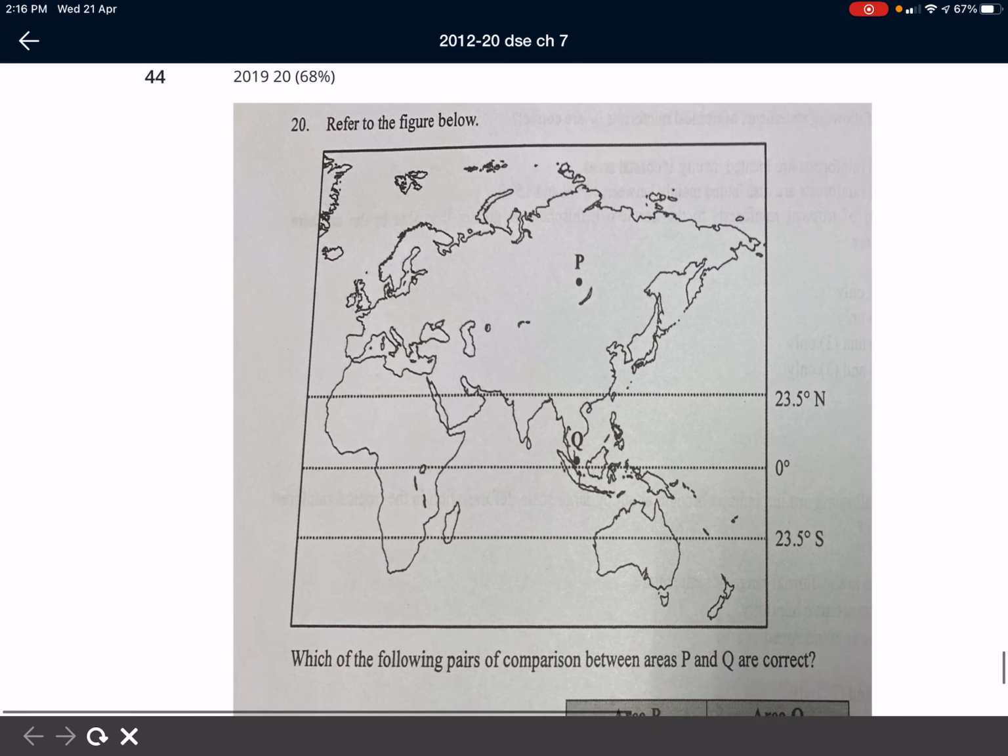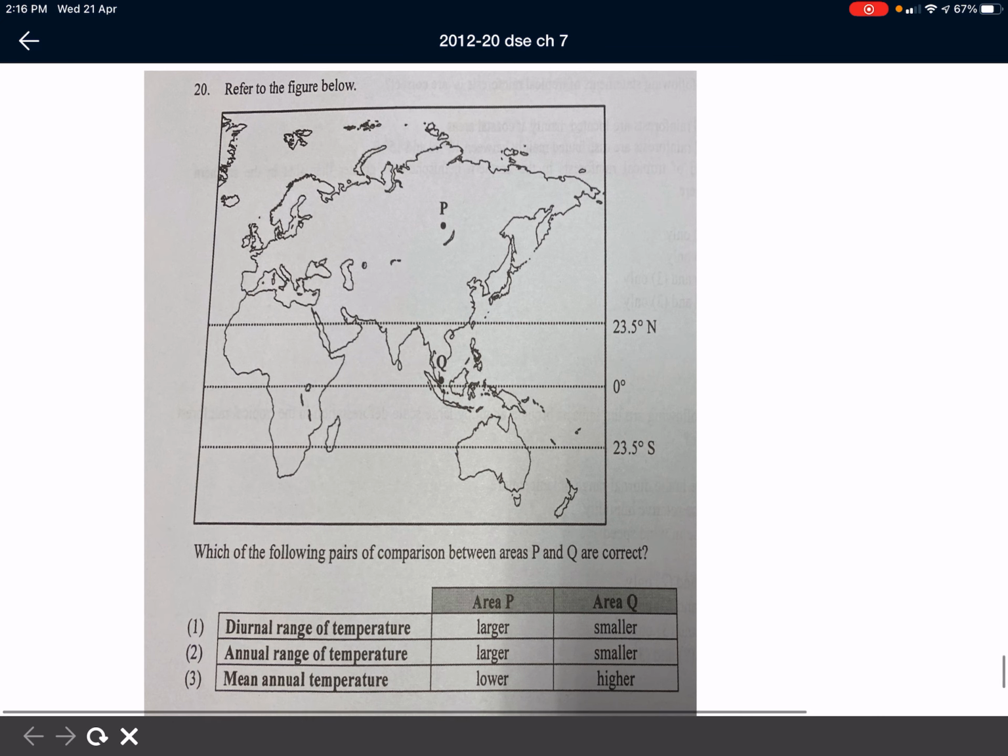Okay, how come it's you again? Always asking this map. For the area P, diurnal temperature range is larger, and for the area Q, diurnal temperature range is smaller, isn't it? True. And then, as I've said before, diurnal range of temperature and annual range of temperature should be in the same line. So diurnal temperature range is right, and annual range of temperature is also right. How about number 3? Mean annual temperature Q is having hotter climate than P, isn't it? So it's also right. So 1, 2, 3.